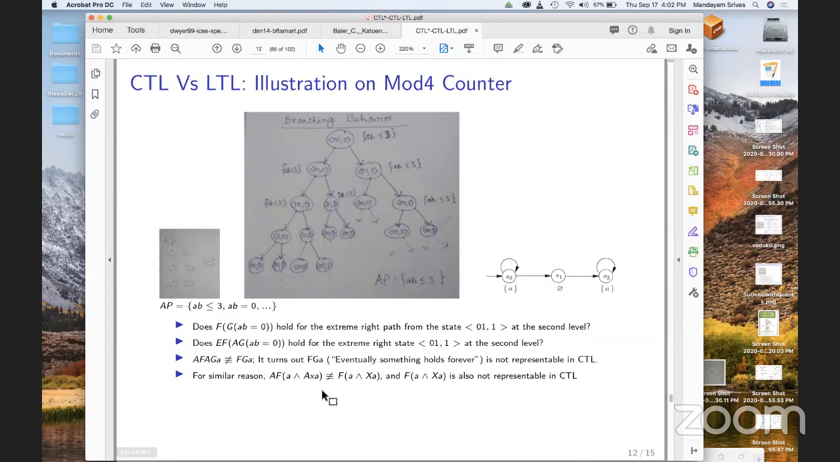There's even a much simpler example. The LTL formula F of A and X of A is not representable in CTL. What does F of A and X of A, the LTL formula, denote? What does that property denote? Can someone describe the one on the right-hand side here?